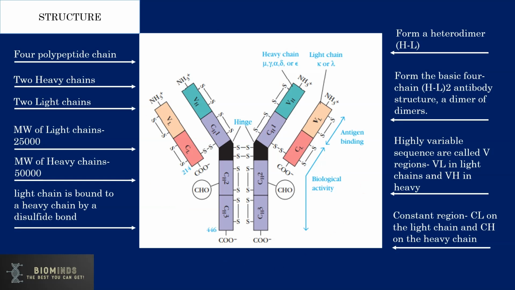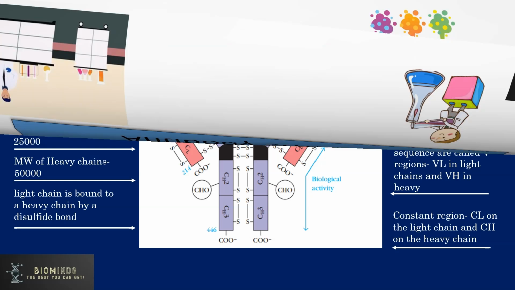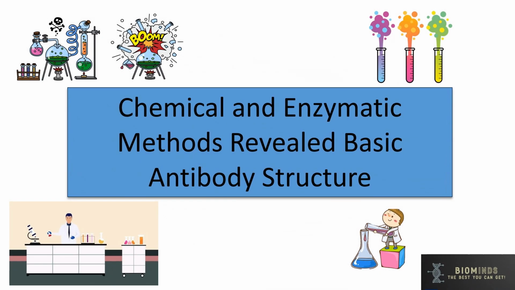So how do scientists get to know that this is the structure of the antibody? They have done some experiments to confirm the Y-shaped structure of the antibody, and to confirm there are two chains, a total of four chains. They have used certain chemical and enzymatic methods to reveal the basic antibody structure.